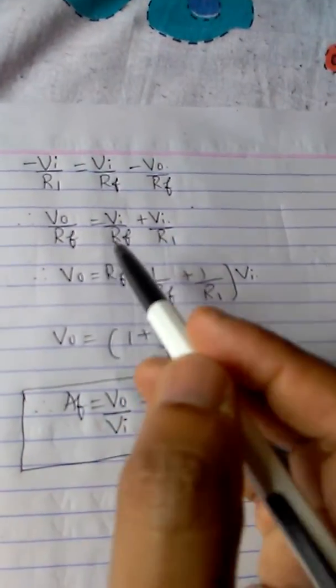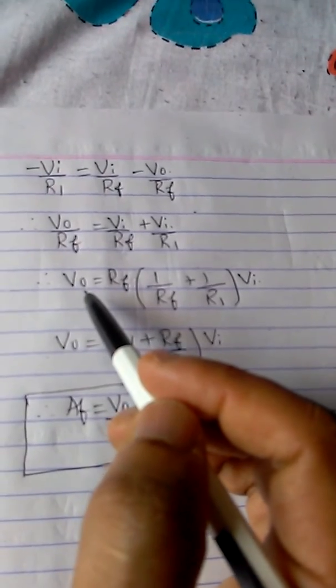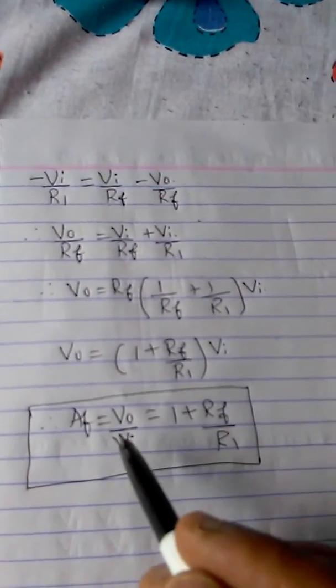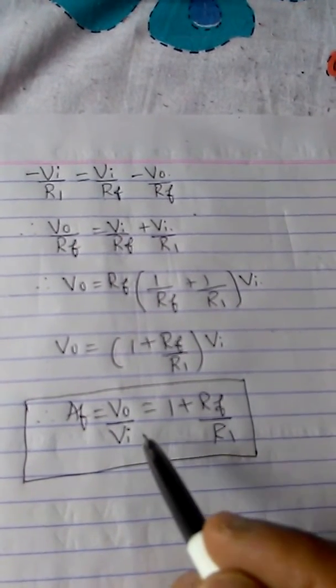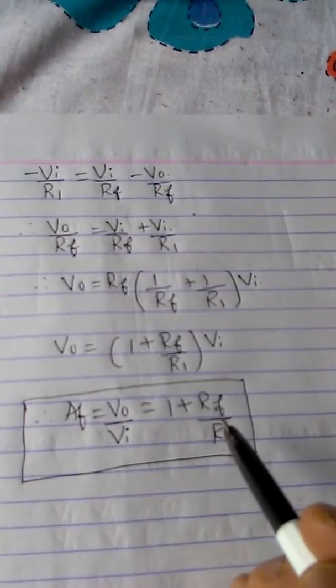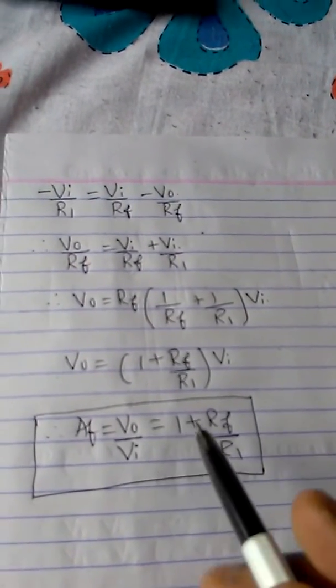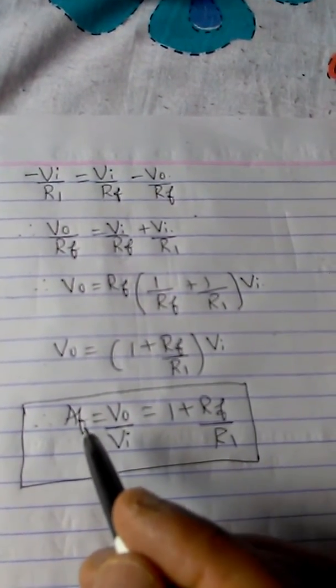So next again I'll be simplifying for V0. Then after simplifying I'll be left with AF equal to V0 by Vi equal to 1 plus RF by R1. So this is the final expression in terms of closed loop gain, that is AF.